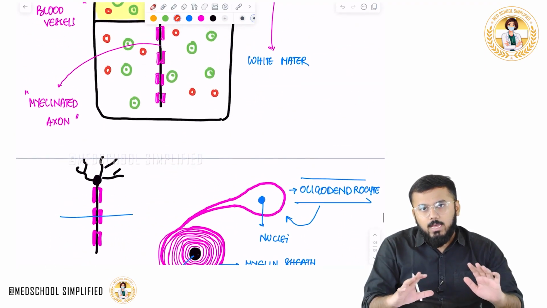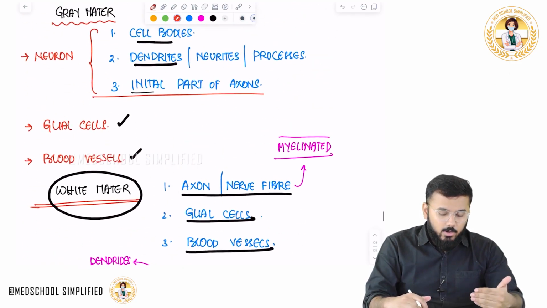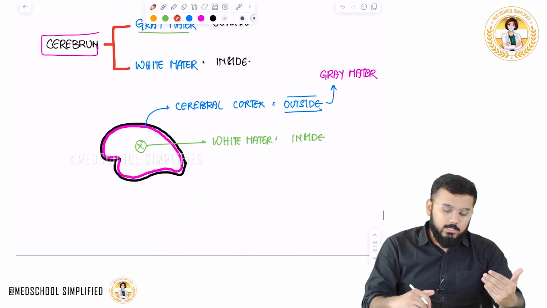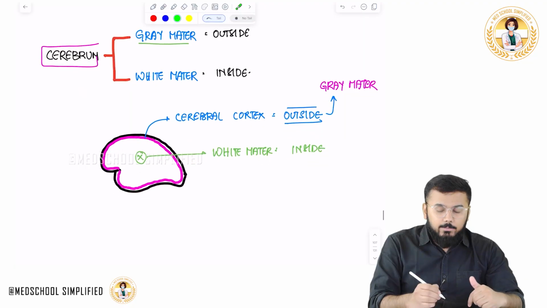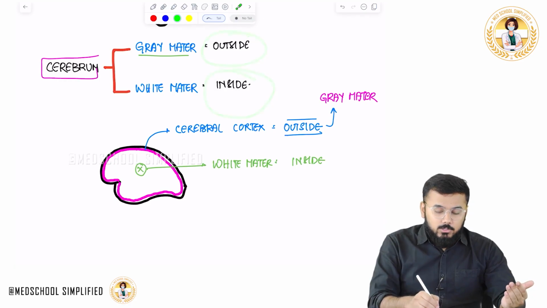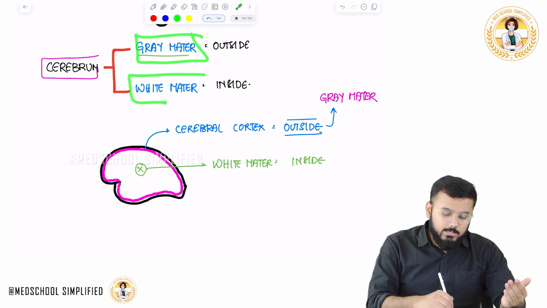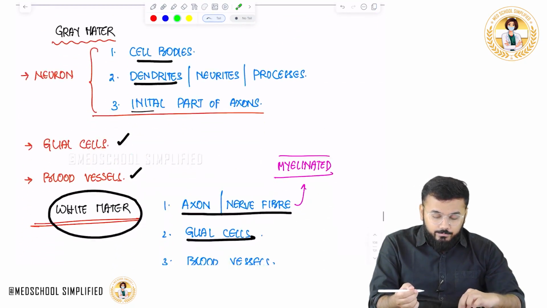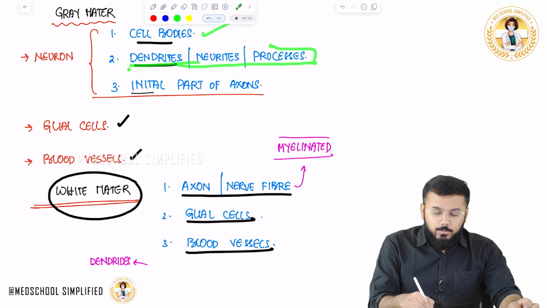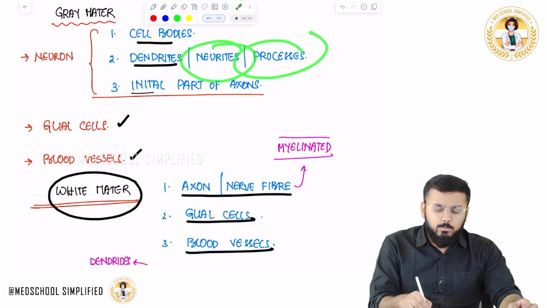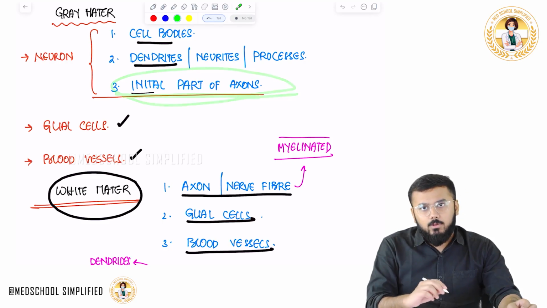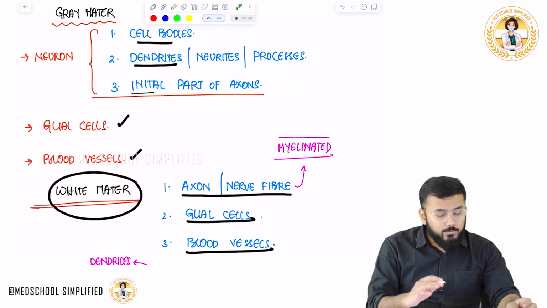We discussed the arrangement of the gray matter and white matter in the cerebral cortex. So before we proceed on to the next part, that is cerebellum, we shall just revise what we have discussed so far. We discussed that cerebral hemispheres are two. It has an outer cortex and an inner part. The outer part has gray matter and the inner part has white matter. Next important thing, the gray matter consists of cell bodies. It consists of dendrites, also called neurites or processes. Okay, the same name. And it also contains the initial part of the axon, not the entire axon, only the initial part of the axon.